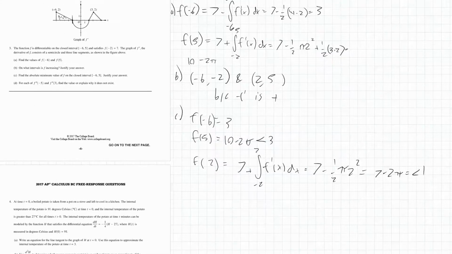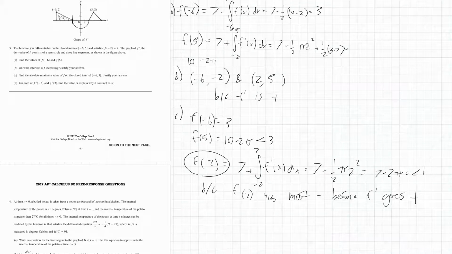So for our justification, which is asked for, f of 2 has the most negative area before it goes positive. So the answer is f of 2 is where the absolute minimum is.